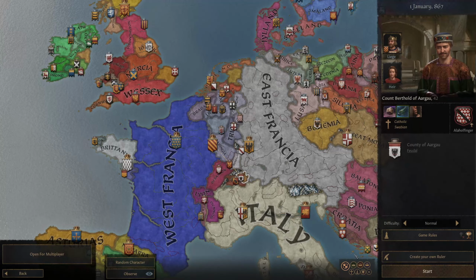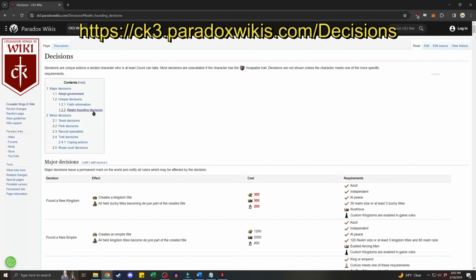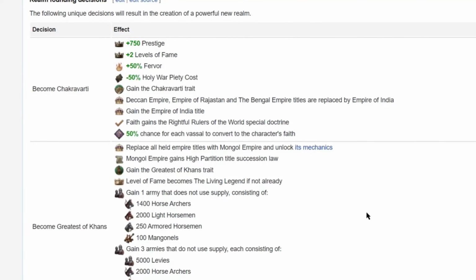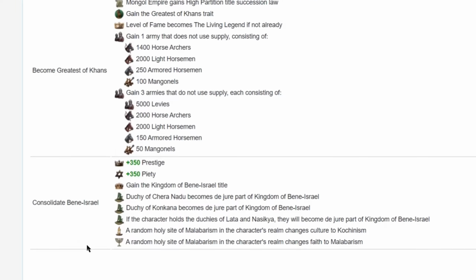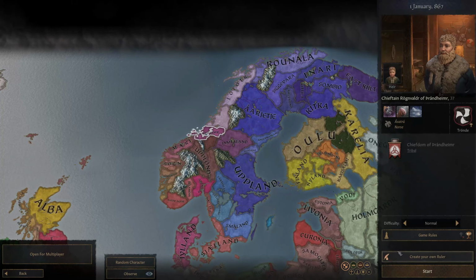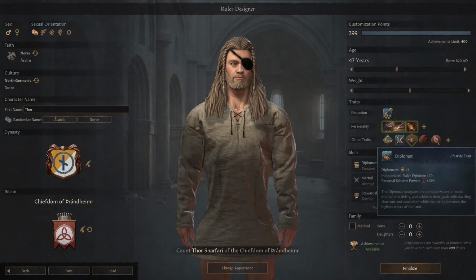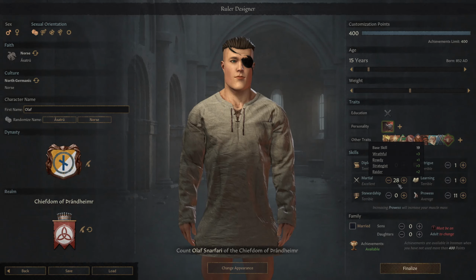Before building a ruler, I like to consider what I want to do, like forming a specific kingdom or empire. If I'm not sure, I like to look at the CK3 Wiki's decisions page to see what cool ones I can go for. Then when I've decided what I want to do, I'll select the realm I want to play, and now I will decide how to do it, like becoming the most likable Viking or the most powerful warlord.